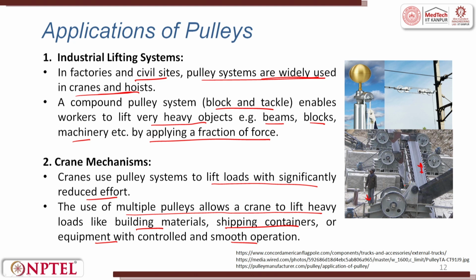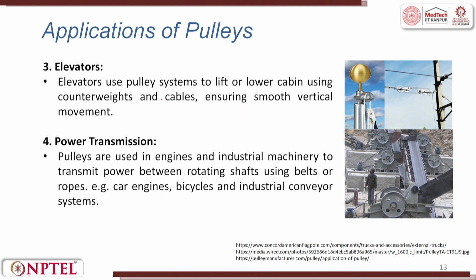Now, next is applications in elevators. Elevators use pulley systems to lift or lower the cabin using counterweights and cables, ensuring smooth vertical movement. So, there also pulley systems are there. In power transmission, pulleys are used in engines and industrial machinery to transmit power between rotating shafts using belts and ropes. So, that is also one of the applications, like in car engines, in bicycles, and in industrial conveyor systems also.